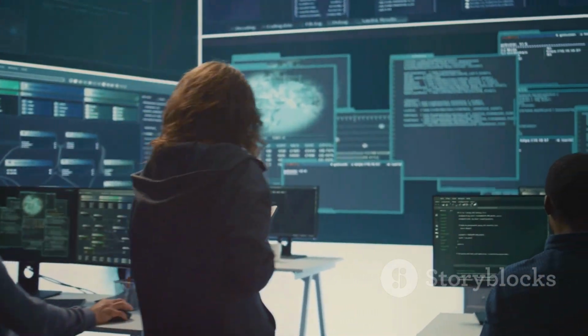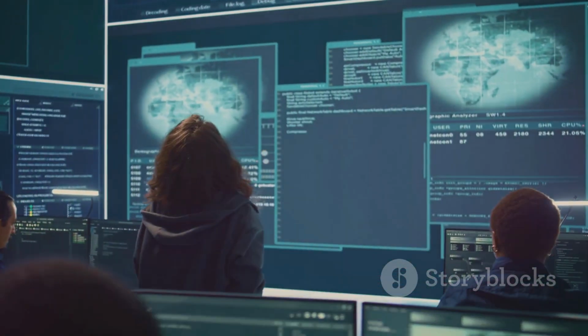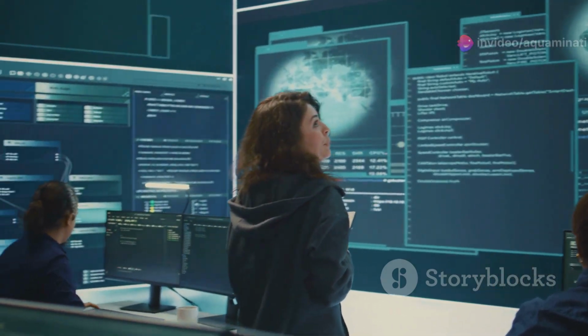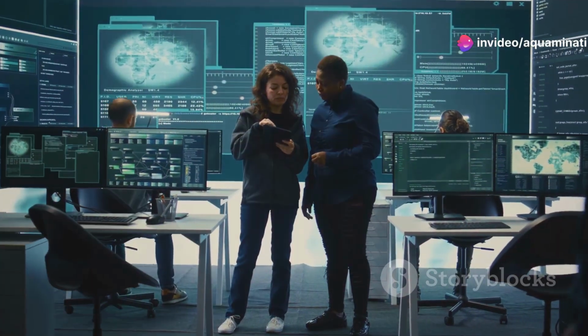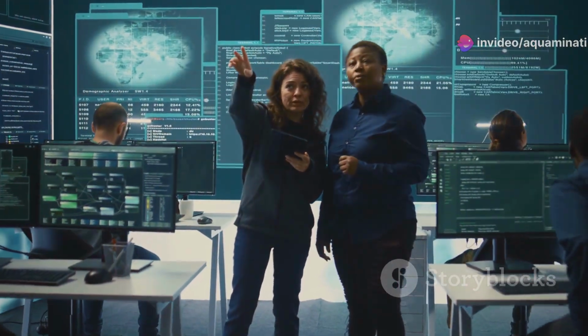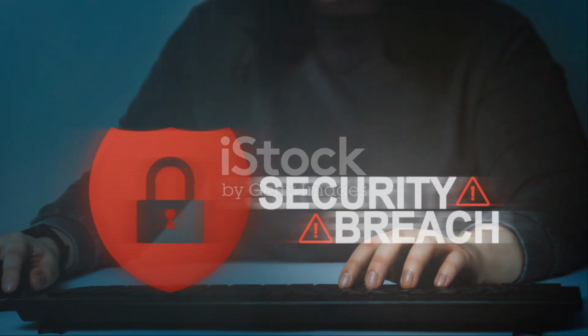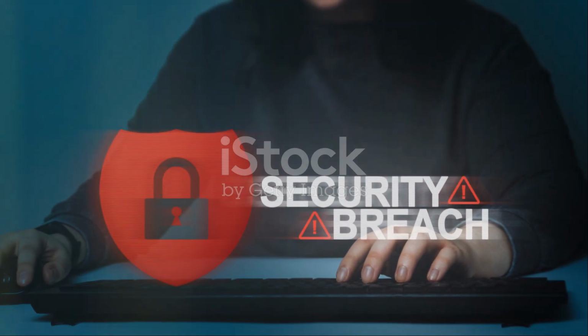Remember, a secure web application is not an accident. It's the result of informed decisions and proactive measures. By staying informed and embracing a security-first mindset, you can build and maintain web applications that are both functional and secure. In the digital world, knowledge is your best defense.